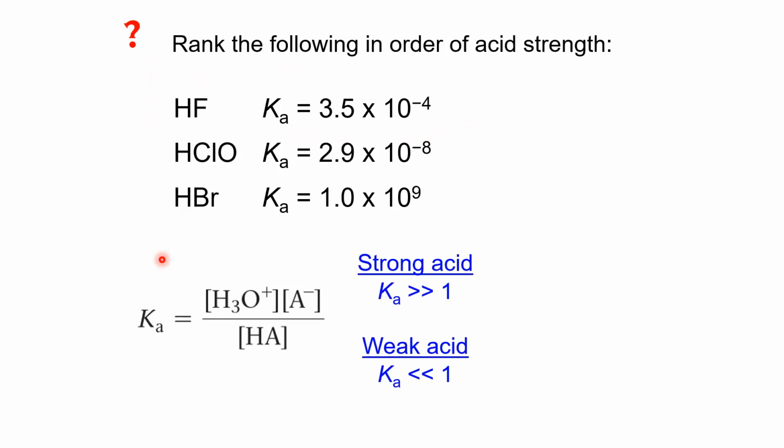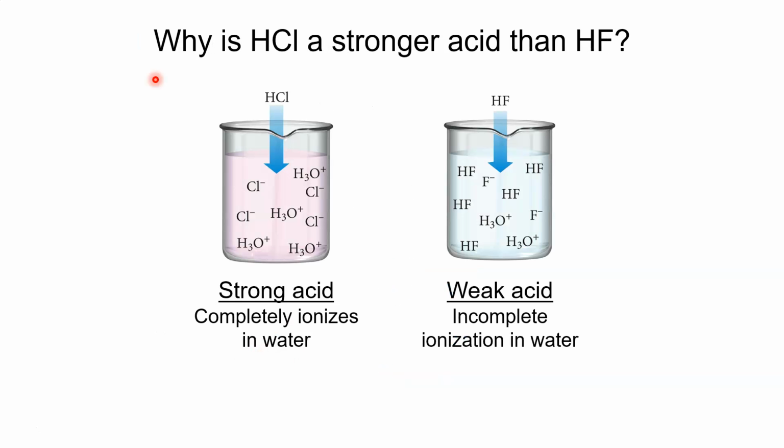If you're having trouble remembering this, look at the equilibrium expression and remember where it comes from. Your Ka will be very, very small if the big number is on the bottom. So the smaller it is, the more intact acid you have. So let's think about why that is. Like, what is the chemistry behind this?